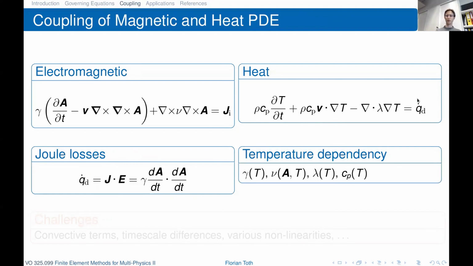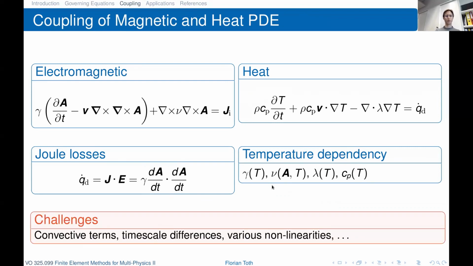First, the source term here on the right-hand side of the heat equation actually comes from the electromagnetic, from the magnetic subproblem as a post-processing result. And then we have another coupling mechanism, a back coupling, so to say, because the material parameters in the electromagnetic problem might depend on the temperature field.